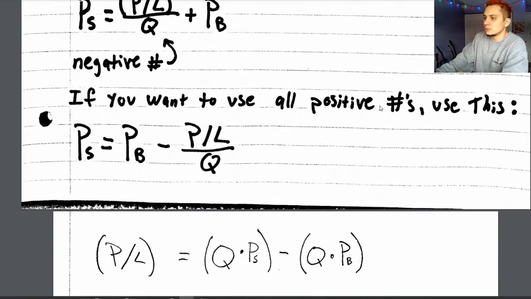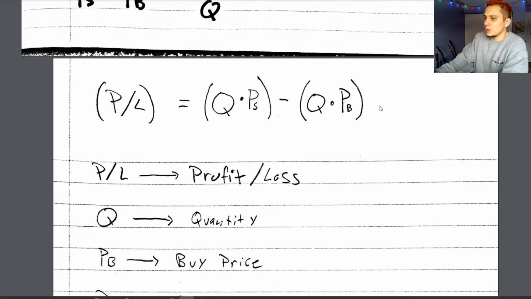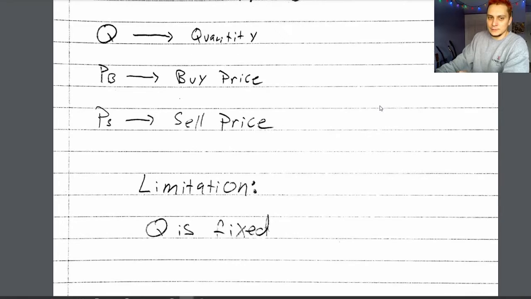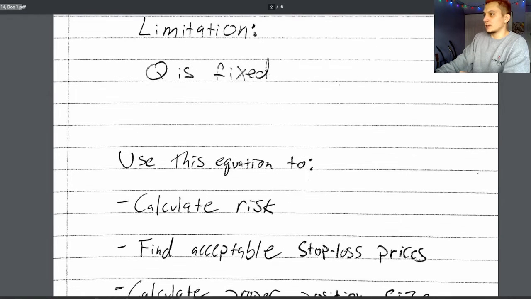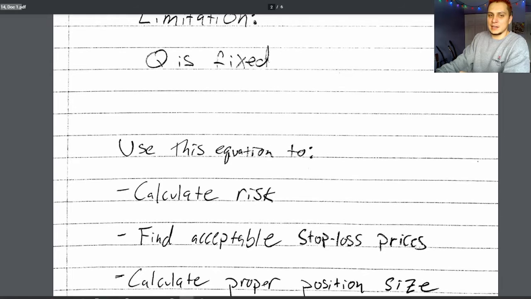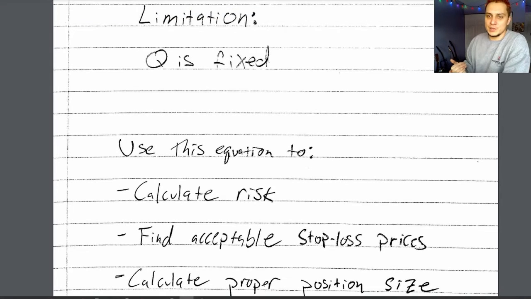Okay. And just a couple of caveats for using these equations. One limitation is that Q is fixed. So you're always buying and selling the same amount of shares, which is not always the case. I personally did a trade the other day when I bought 100 shares, made some profit, and sold 90. So I didn't buy and sell the same amount of shares. So Q is changing. You're not going to be able to do that with these equations.